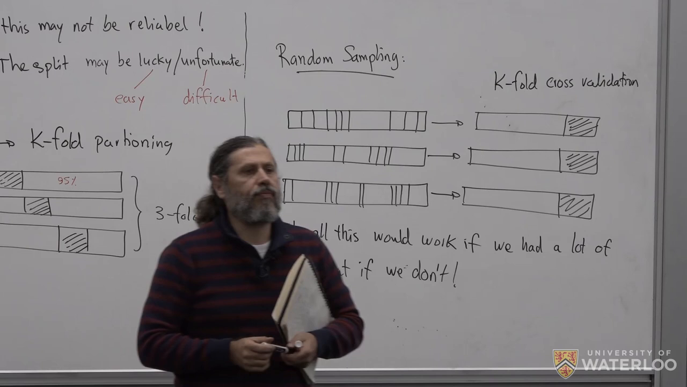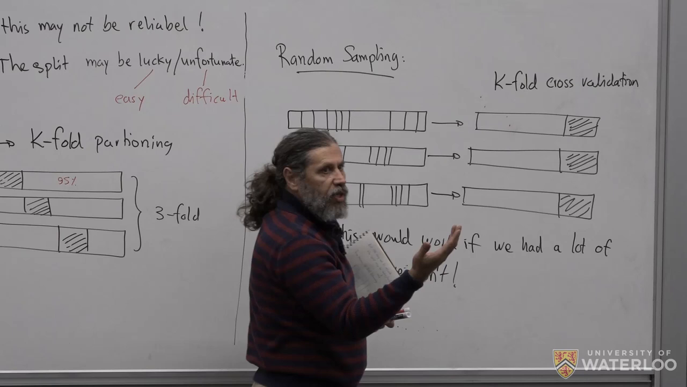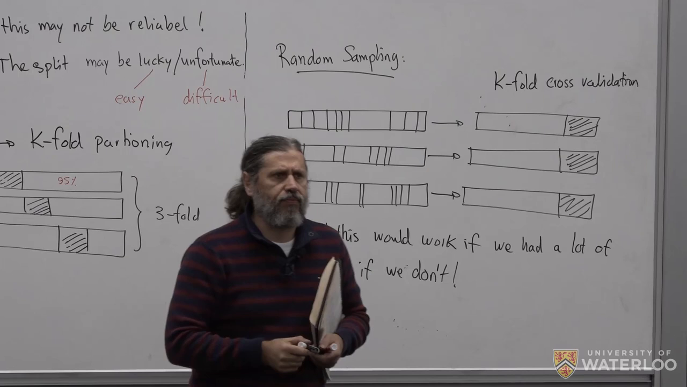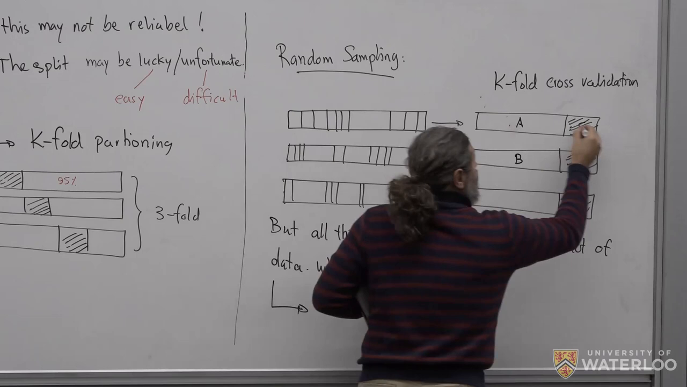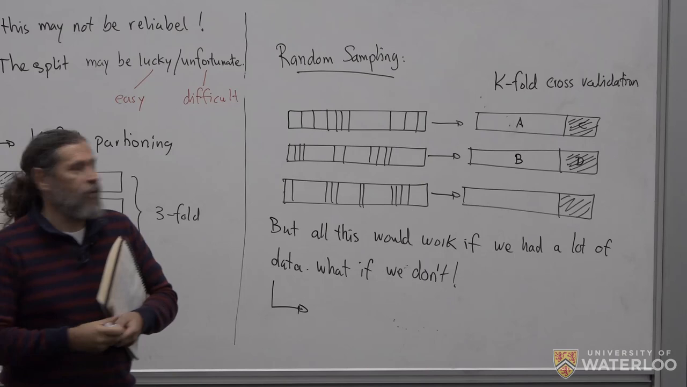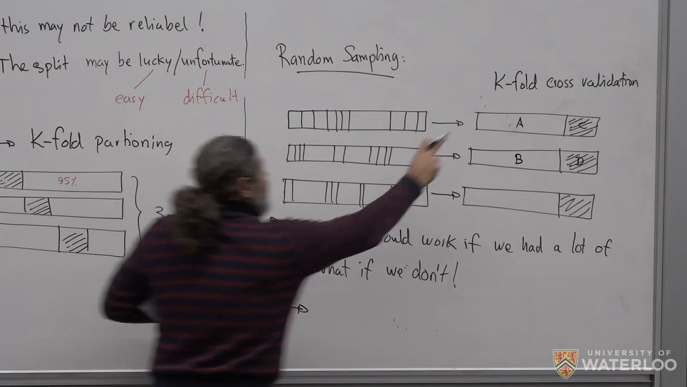Yeah, we randomly sample, and then just for convenience of calculation, we push it in a certain order, or you can keep the indices, it doesn't matter. Yes, so A and B are not the same, and C and D are not the same because they are the result of different random processes. So if we don't have enough data, we will not be able to use k-fold. We will use leave one out.